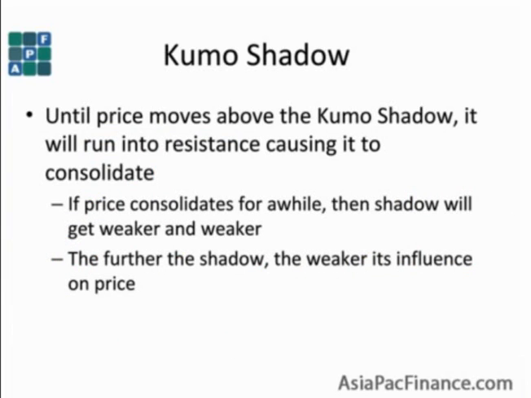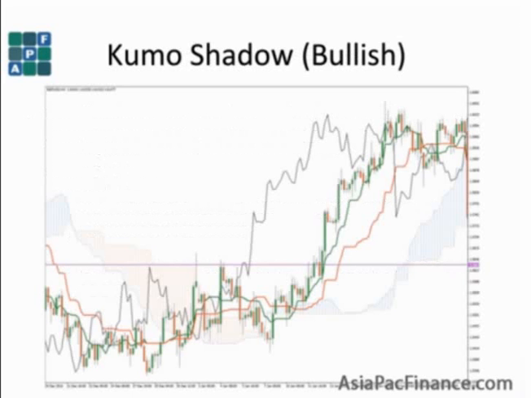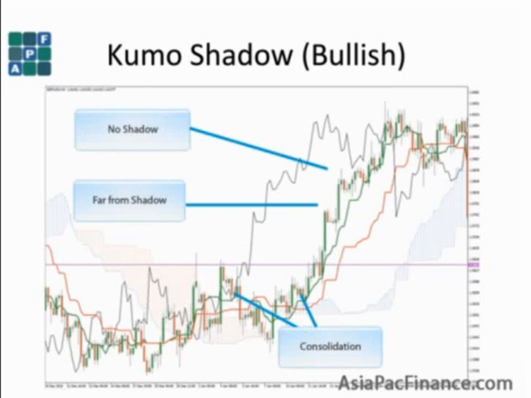The further prices from the shadows, the weaker the shadow effect. Once price is far away from their Kumo shadows, or clear from any shadows, the probability of prices trending is higher. Let's visit two examples next. At the bottom of this chart, we see prices consolidating, with Kumo shadows close behind. Prices gradually got further away from the clouds, and began to trend stronger, the further they were from the Kumo shadows.